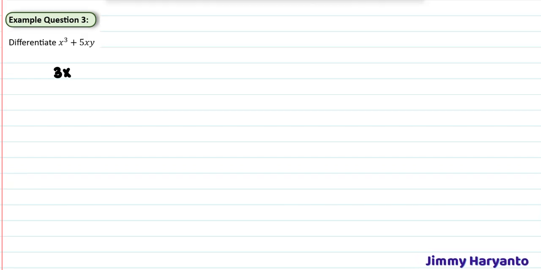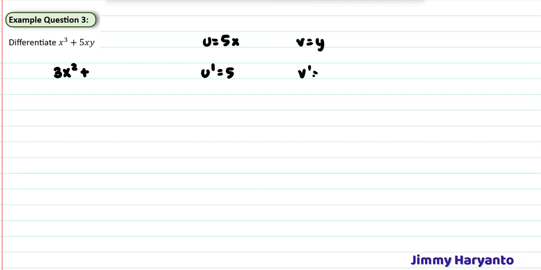How about if we have multiplication in the expressions? That means you have to use the uv. For this one, we have multiplication of 5x and y. That means we have to use uv. u equals 5x and v equals y. That means u prime equals 5 and v prime equals 1. Do not forget that when you differentiate y, it will become the result and then dy over dx. And then the formula is u prime v plus uv prime for the multiplication.